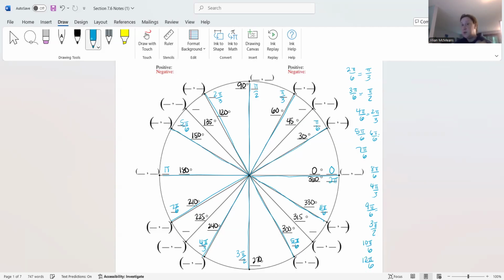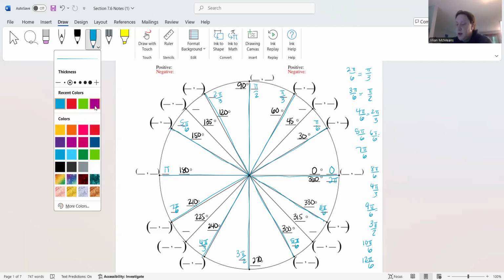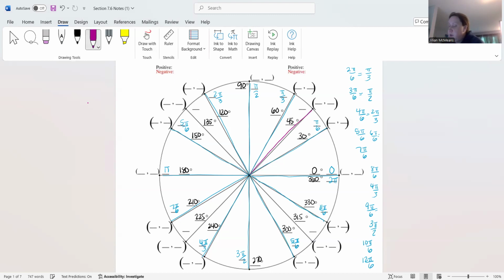Okay, so we've filled in our sixths. So let's go in and fill in our fourths. So again, we're going to split the region from 0 to pi into 4 equal pieces. So the first piece is going to land us at 45 degrees, then 90 degrees.